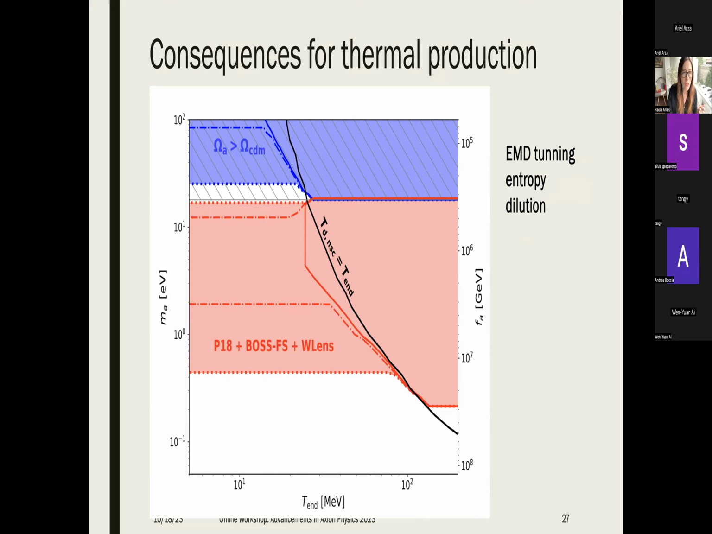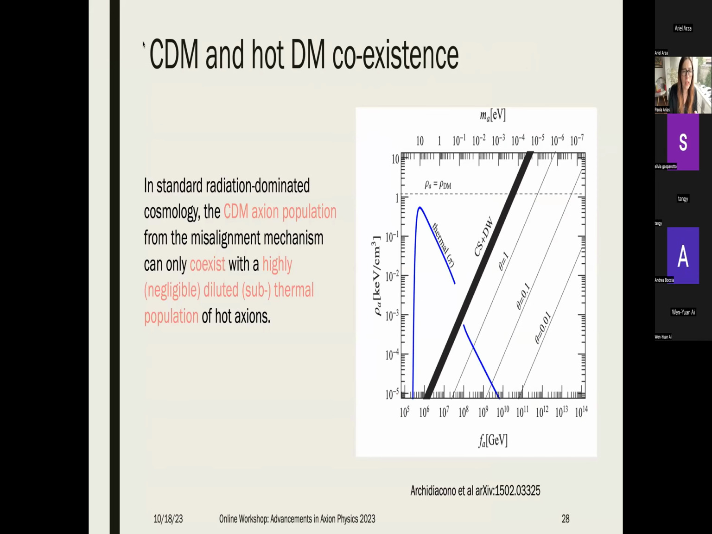So we also looked into the coexistence between a cold dark matter population and a hot axion population. We know that in standard cosmology this coexistence can only happen with a really highly diluted, probably even subthermal population of hot axions, as this plot demonstrates. This is the energy density versus FA, and you can see the contribution to the thermal energy density and how it goes with the misalignment production.